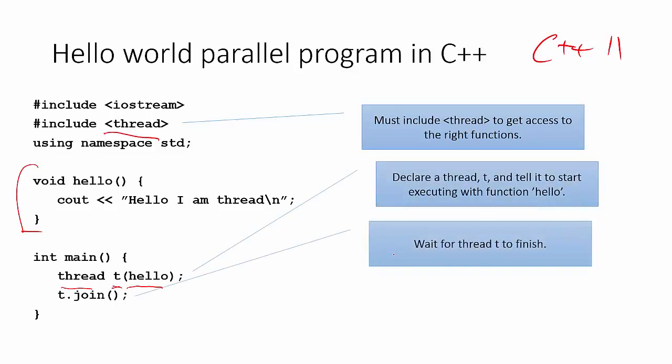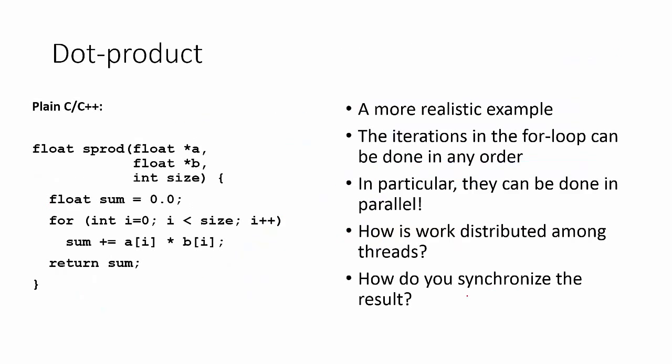In the last statement here, we have to wait for the newly created thread to finish. So the function to do that is called join. The main thread actually does not do anything except create the thread and join the recently created thread. So we know how to create threads, we know how to wait for threads.